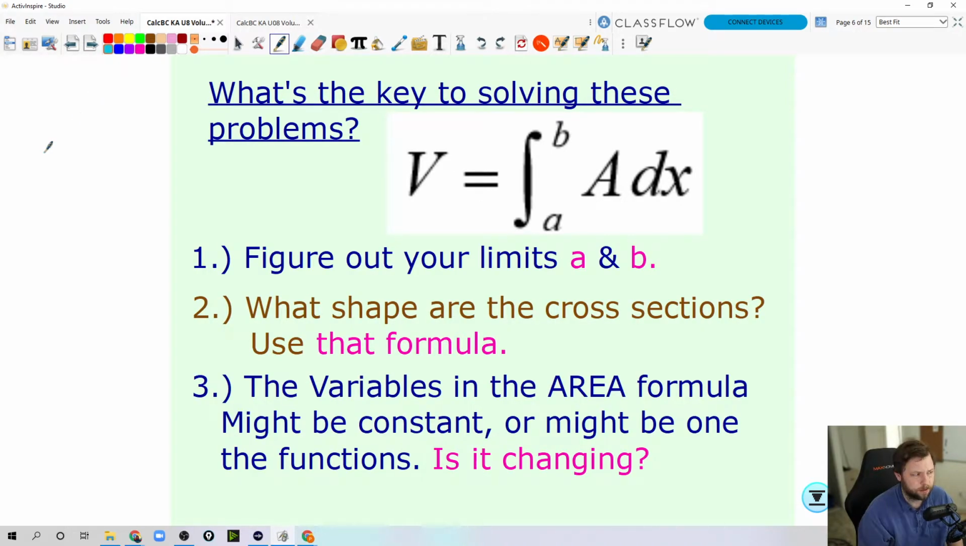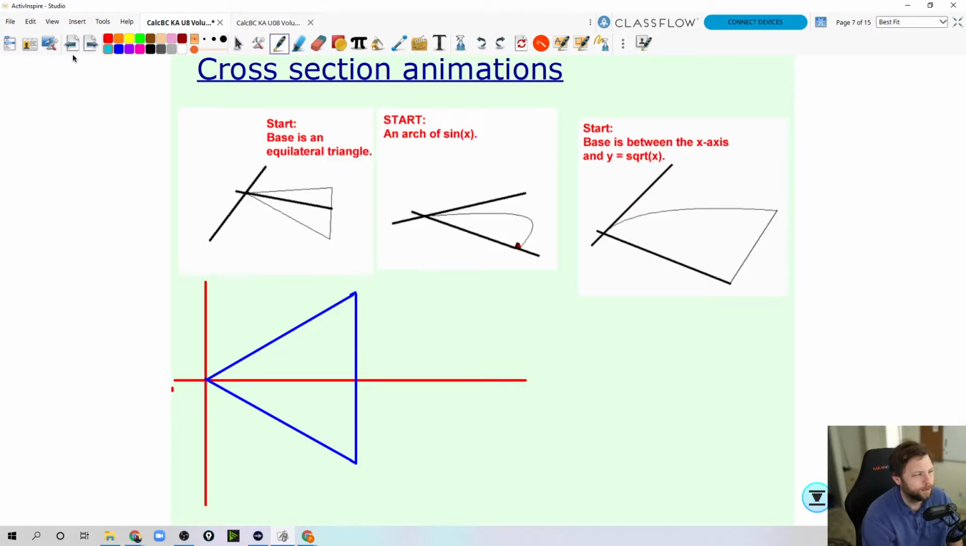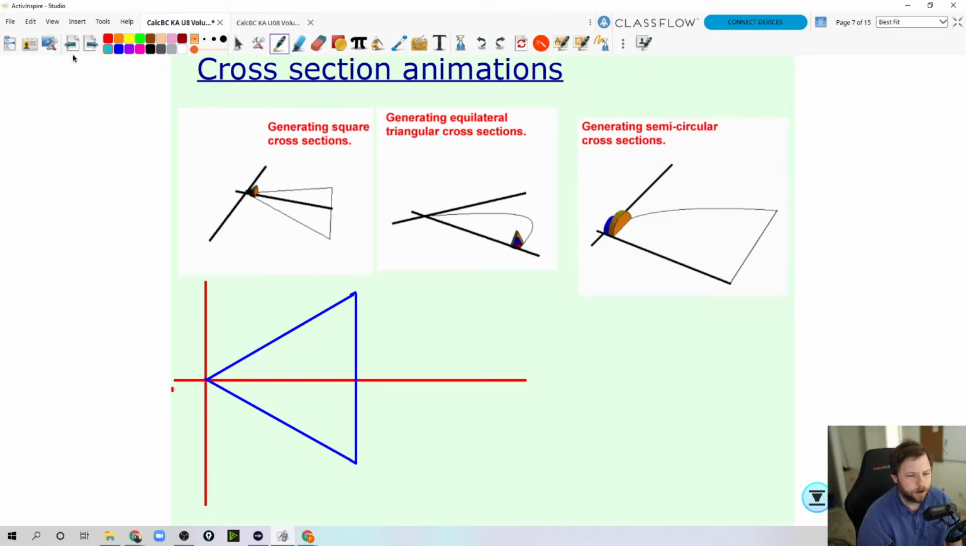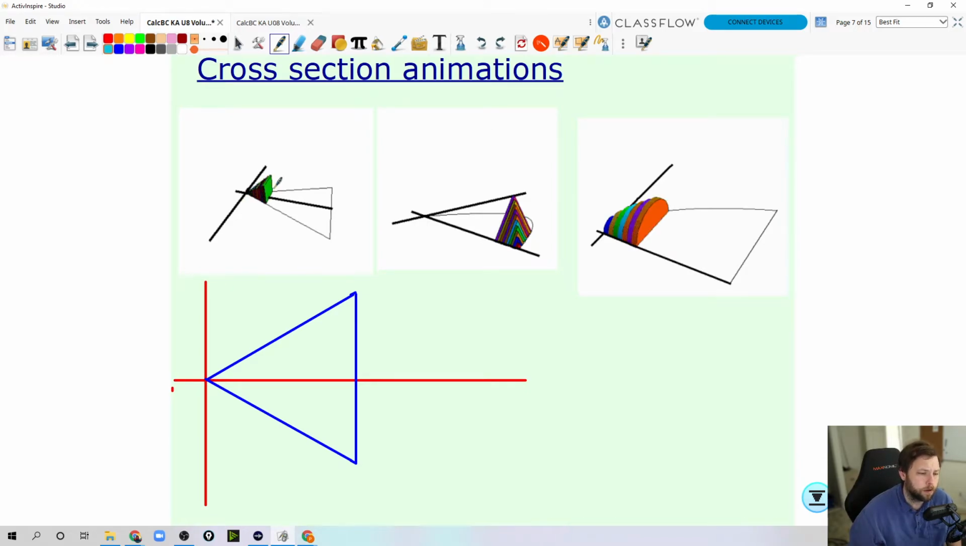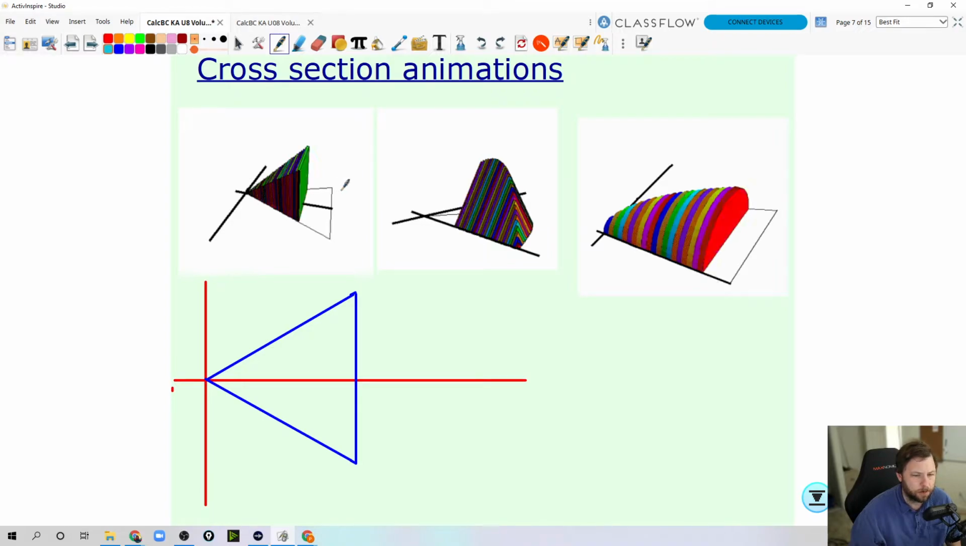So the key to solving these kinds of problems: what does a cross section look like? Let me just show you this. The idea with cross sections is we have our area shape, which is two-dimensional. The cross sections are going to be a bunch of squares perpendicular to the x-axis, perpendicular to the shape, the function. So if this was a bunch of square cross sections on this triangle shape, it'd look like this.